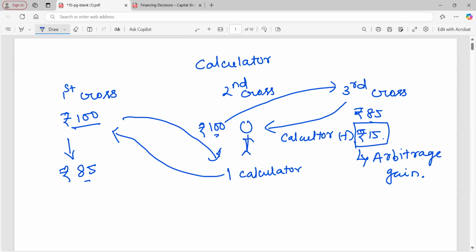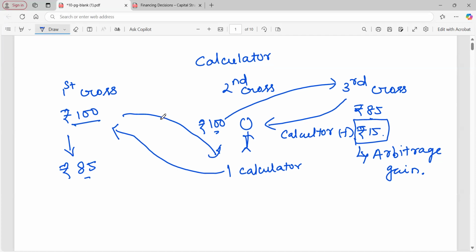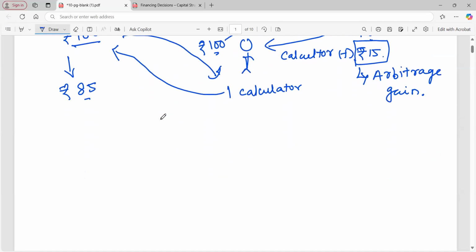So at some point of time, the price of the product will become equal in both places. Once the price becomes equal in both places, the opportunity for arbitrage comes to an end. This arbitrage is possible only till the prices are different. Once there is no difference in the price, the arbitrage process comes to an end. So this is the generalized concept of arbitrage. Now let's understand the arbitrage process in approach.